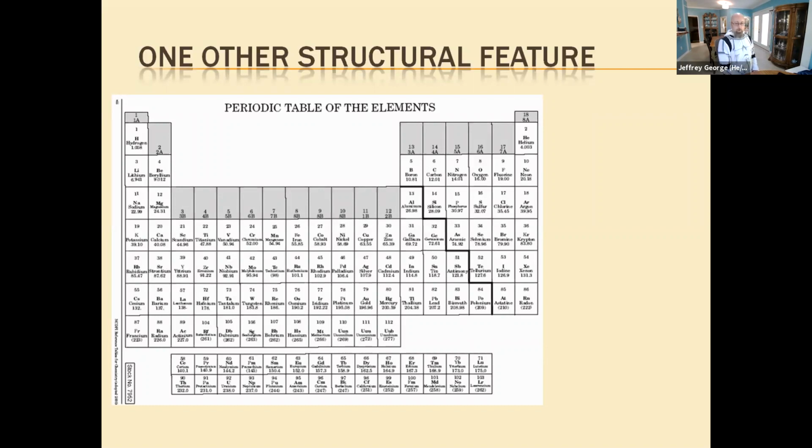I know someone can do it. 4th row, group 8. Iron, that's correct, Chloe. Perfect. Thank you. So group 8 is right here, and we're in the 4th row.